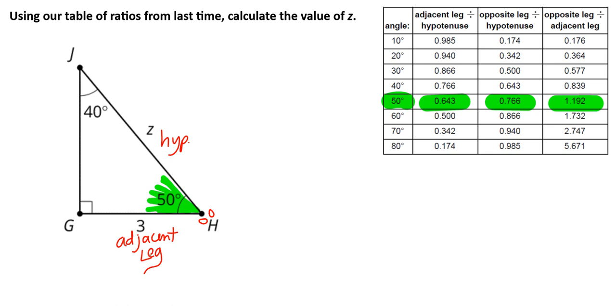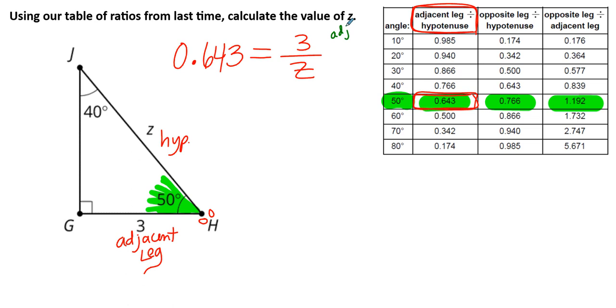So if we know the adjacent leg and we would like to know the hypotenuse, we're going to be using an adjacent leg to hypotenuse ratio. And for a 50-degree angle, that ratio is 0.643. So if I set up an equation, I know that this ratio of the adjacent leg divided by the hypotenuse is going to be 0.643. I put the 3 on top because that's the adjacent leg, and I put the Z on the bottom because that's the hypotenuse. So I know that 3 divided by Z has to be 0.643.